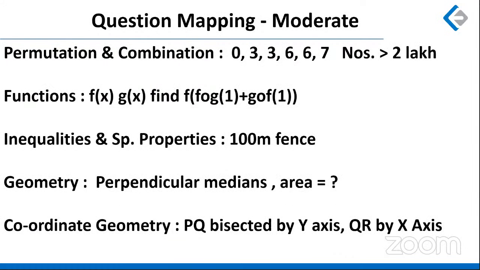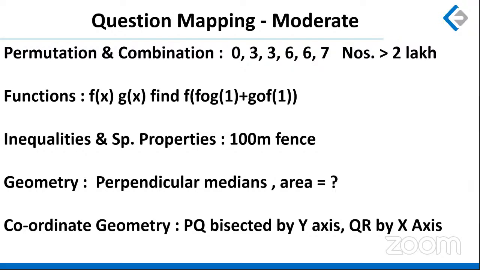The other few moderate questions were permutation and combination. 4 digits were given, 0, 3, 6 and 7, and only 3 and 6 were to be repeated once. So that's why I've written 0, 3, 3, 6, 6, 7. And you are supposed to form numbers greater than a given value. Quite easy, not difficult.